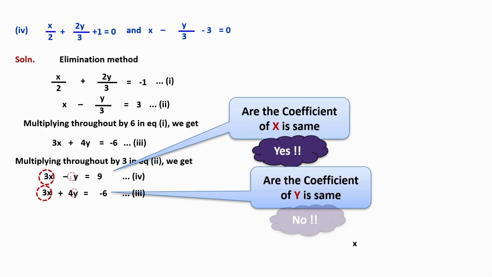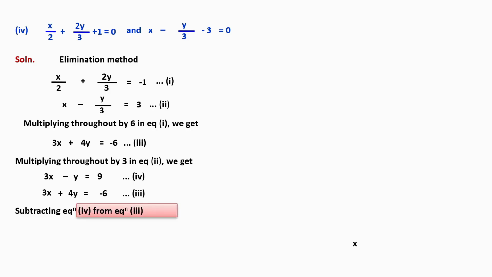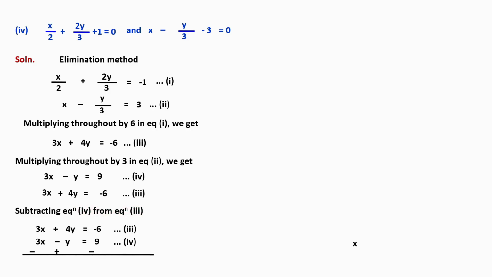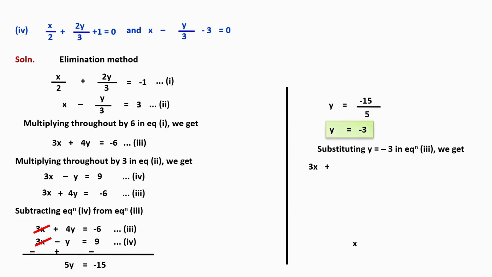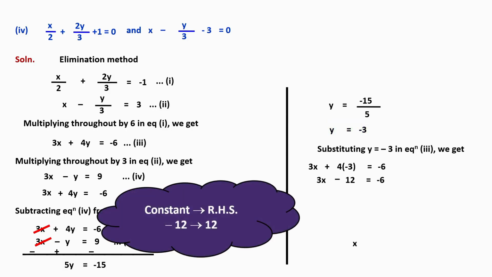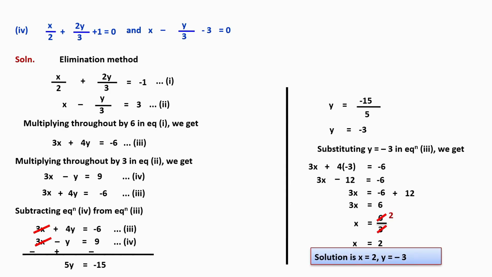Now, to find the value of x, we substitute y equals minus 3 into any one of the equations. Let us use the equation 3x plus 4y equals minus 6. So, 3x plus 4 into minus 3 equals minus 6. This gives 3x minus 12 equals minus 6. Now, 3x equals minus 6 plus 12, which gives 6. So, x equals 2. Therefore, x equals 2 and y equals minus 3 is the solution of the given pair of linear equations.